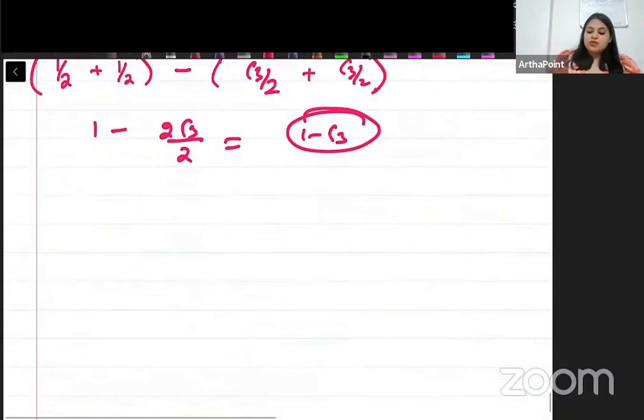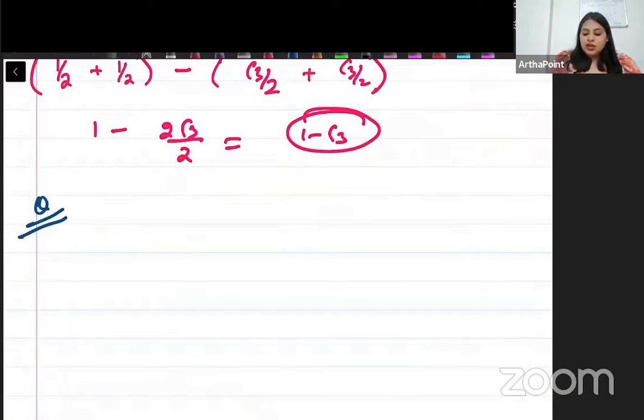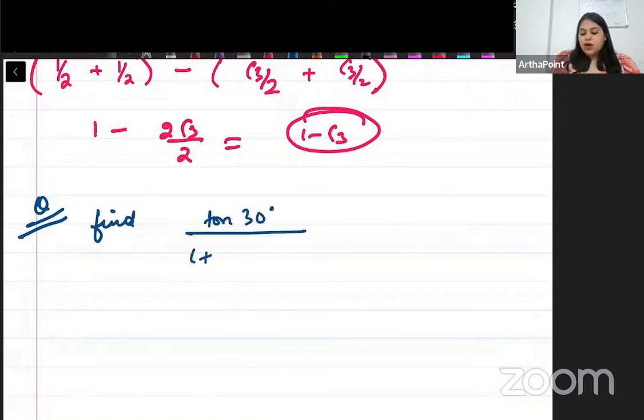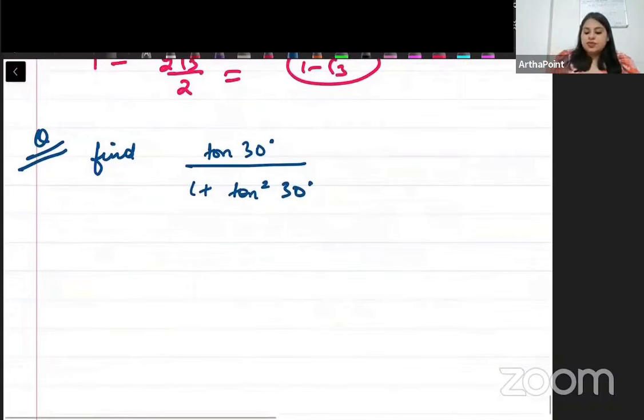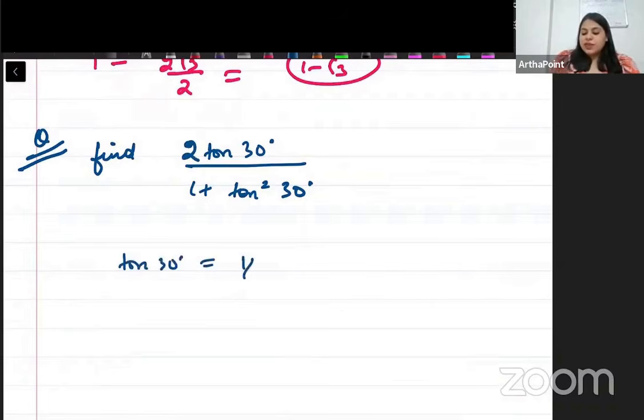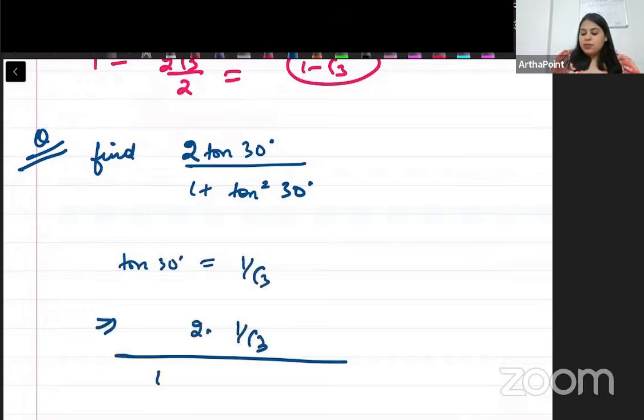Now come to the next question. Find 2 tan 30 upon 1 plus tan square 30 degrees. Again, this is pretty simple. We know beta that tan 30 is 1 by √3. So this will be 2 into 1 by √3 upon 1 plus (1 by √3) whole square. Just solve this and get the answer.